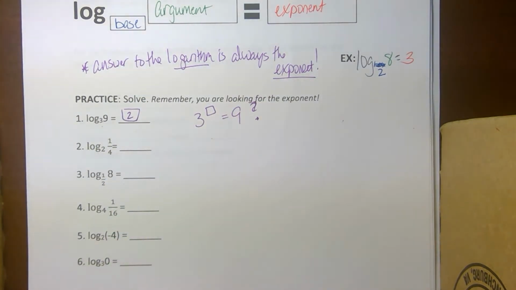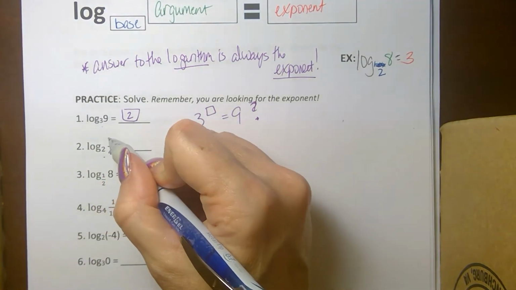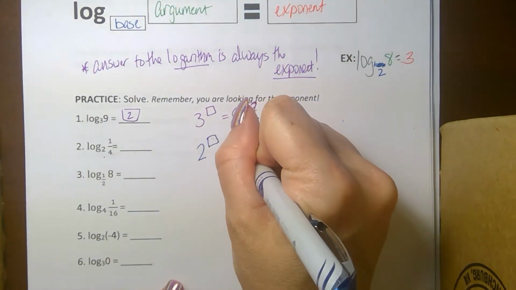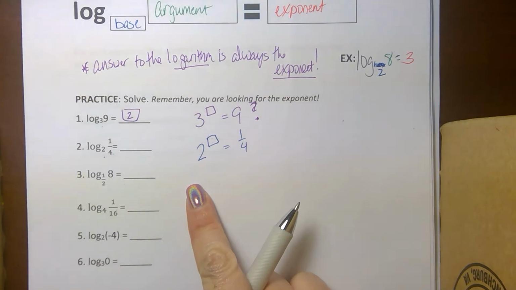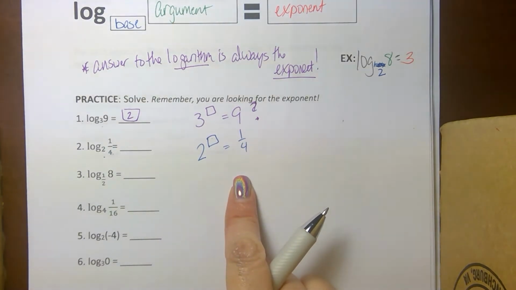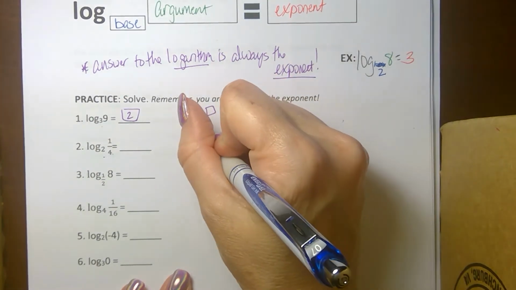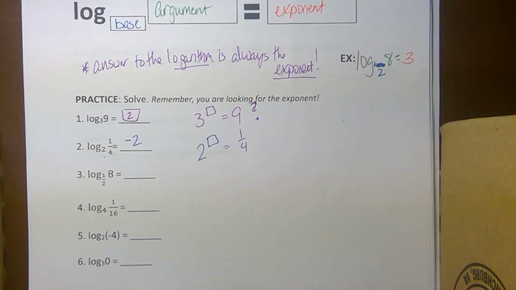Some of these, we're going to have to do a little bit of thinking. We're still asking the same question. What is the exponent of 2 that gives me 1/4? How is 2 to some power related to 1/4? 2 squared is 4. A negative exponent tells me to flip it, so the exponent would be a -2. Remember, my exponent can be anything. It doesn't have restrictions on that.